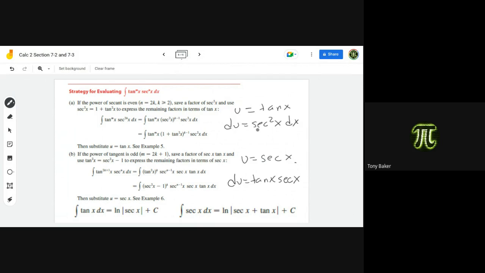That's why it works when secant is even, because I can pull out two of them and have it there. So if secant is even, I'm doing u as tangent. If tangent is odd, then I'm doing u as secant. Tangent is odd, secant. Secant is even, tangent. Yes.